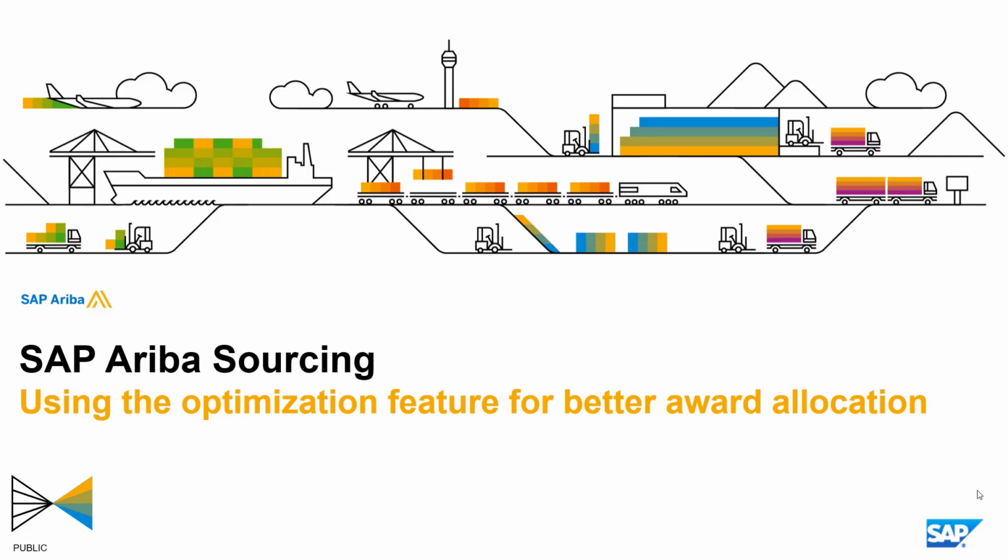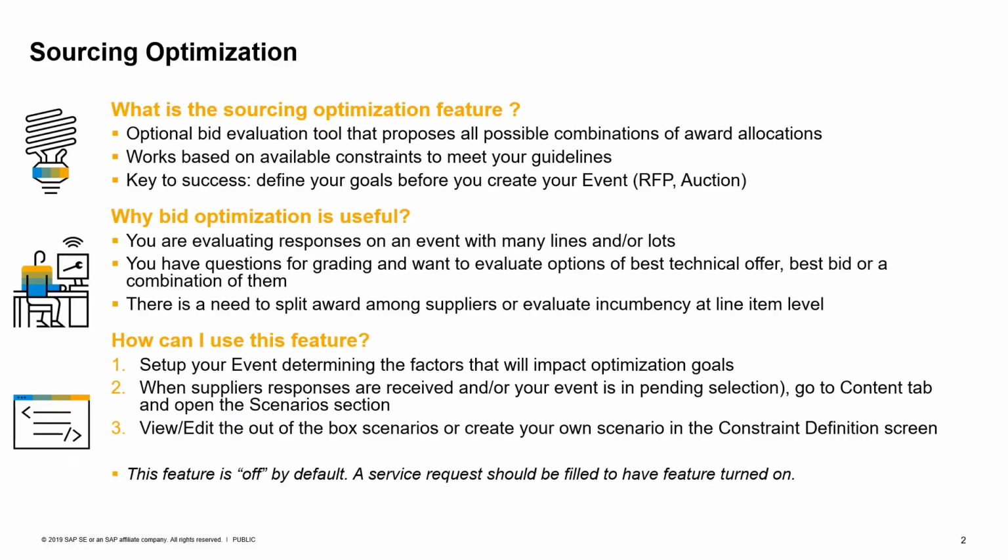In this video, I will show you how you can leverage the optimization scenario feature in your sourcing events. What is the source optimization feature? It is an optional bid evaluation tool that proposes all possible combinations of award allocations among suppliers, works based on available constraints to meet your guidelines, your choices, and is key to success to define your goals before you create your event or your RFP or auctions.